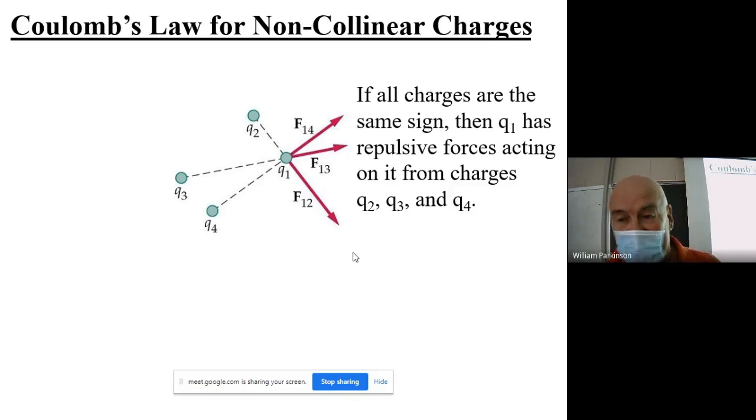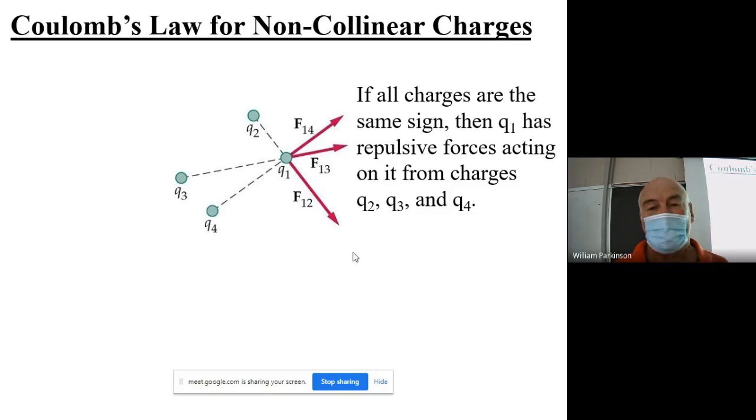So there's a straight line connecting 1 to 2. Along that straight line, you push away charge 1 from charge 2. Draw a straight line connecting 1 to 3. Along that line, draw an arrow pushing charge 1 away from 3. And likewise, draw the straight line connecting 1 to 4. Draw an arrow pointing away from 1 along the line between 1 and 4. That's where I get those 3 red arrows.